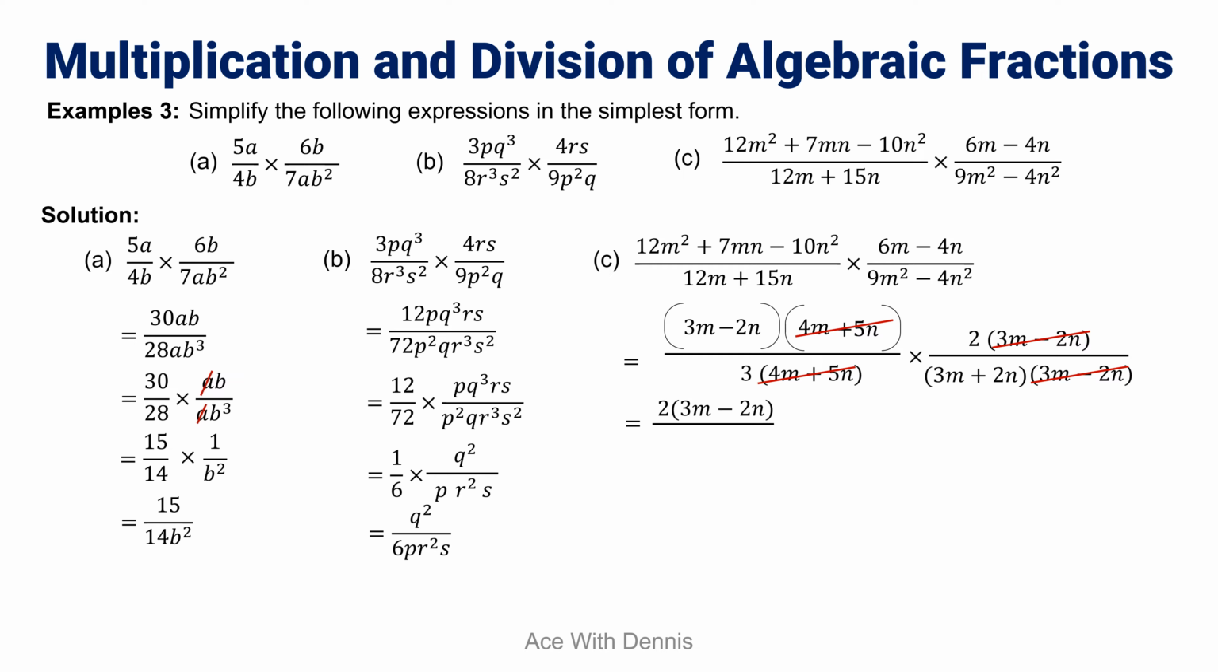Then we combine them together. So 2 times 3m minus 2n over 3 times 3m plus 2n. So we cannot factorize or simplify further. This will be our final answer.